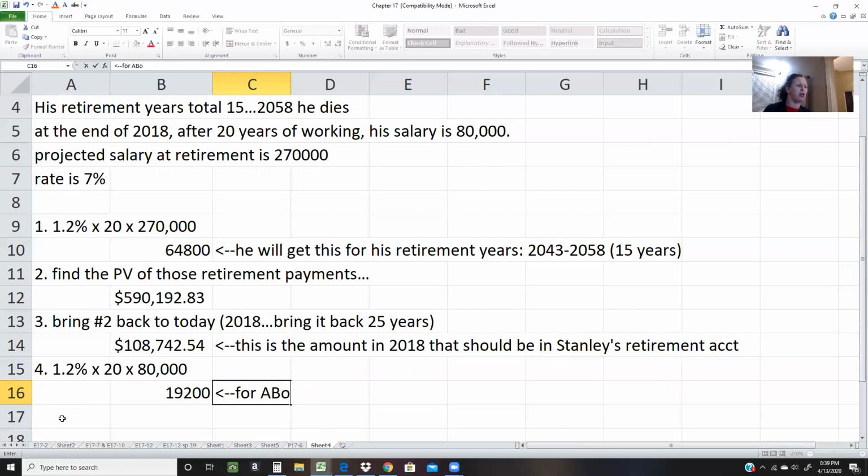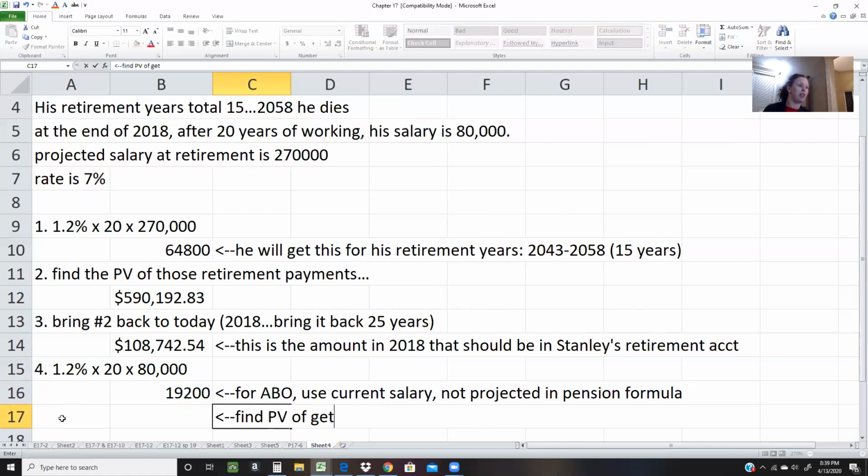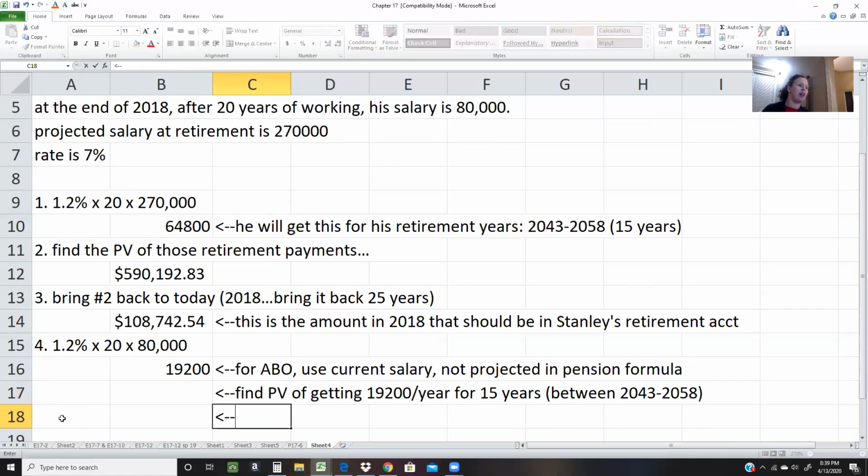Let's put for ABO, use current salary, not projected, in the pension formula. And then we'll find the present value of getting 19,200 per year for 15 years, and that's between 2043 and 2058. And then the last step is bring that number back to today, which is 2018. Bring it back 25 years.